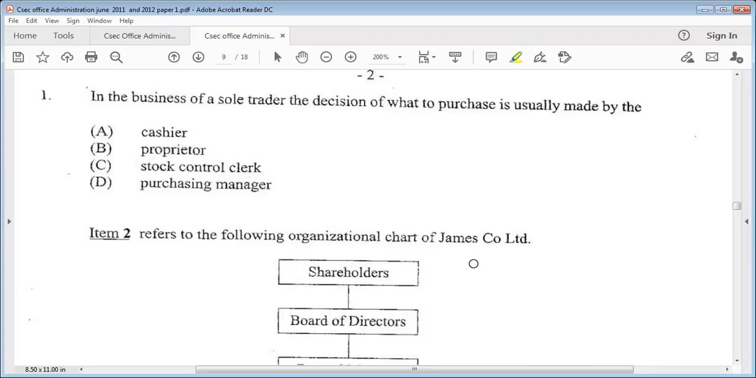Well, today we will be doing the CSEC Office Administration May-June 2012 past paper 1. So let us get right into it.